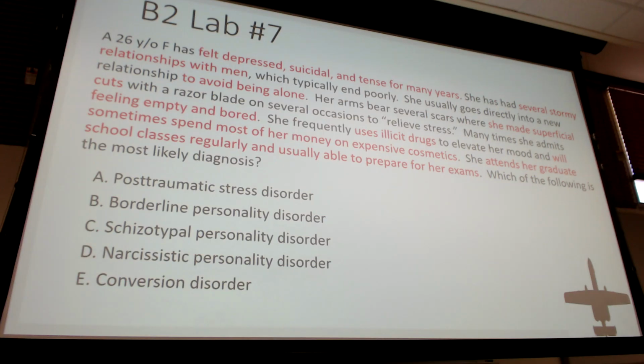Good. All right, so do we like borderline personality? Is there a pervasive pattern of instability of interpersonal relationships beginning by early childhood? We have several stormy relationships, so maybe. Okay. How about frantic efforts to avoid abandonment? Does that fit this person? Does it feel like it fits? Yeah. How about impulsivity in 2 or more areas?